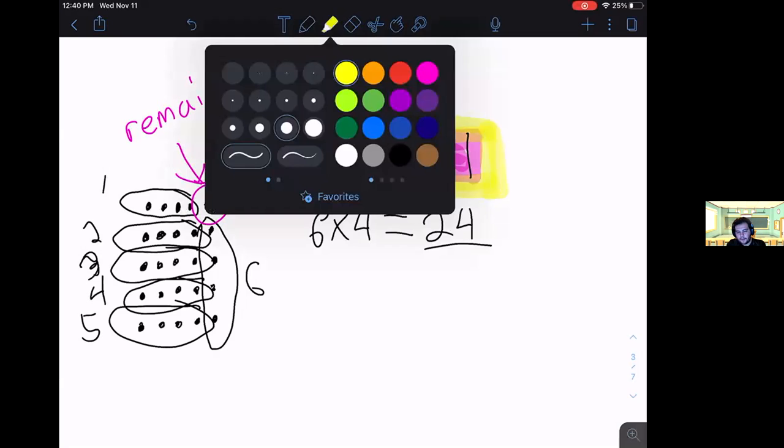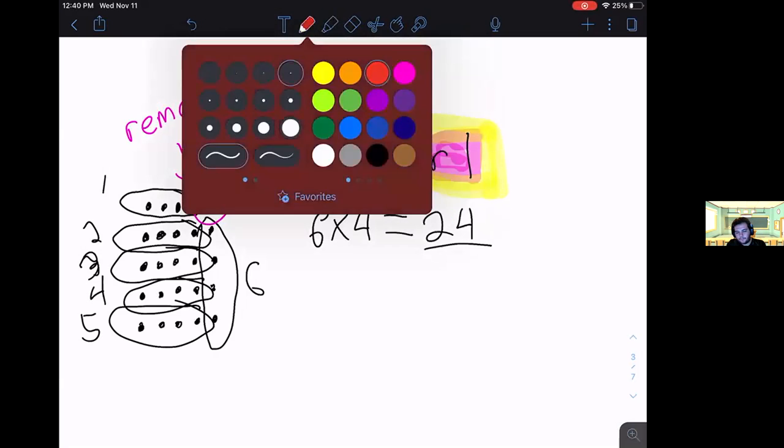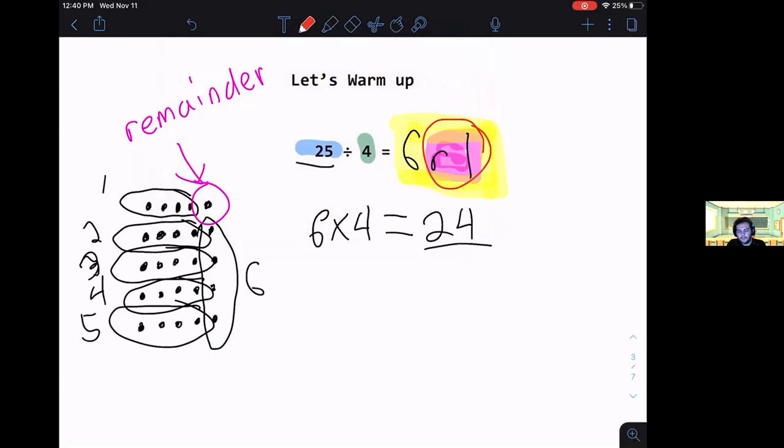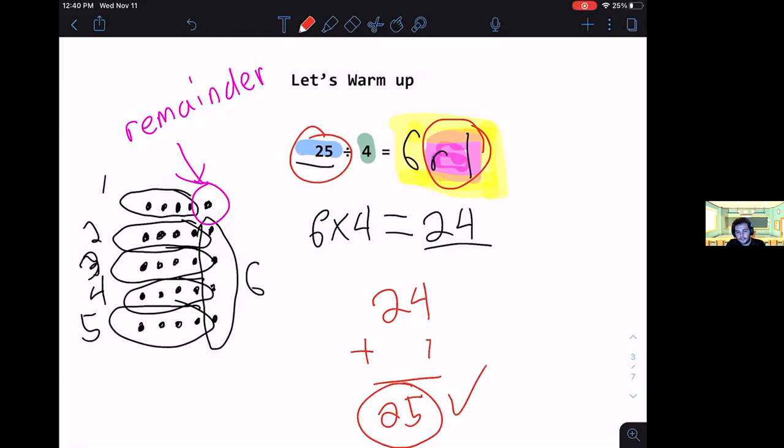Let me circle that in another color. So we have the remainder over here. We don't multiply the remainder because 6 never went in there. Therefore, it is not a multiple, or it's not something 6 can multiply into. Instead, what we do is we just add the remainder because it's an extra. So 24 plus 1 gives us 25, and it matches up. So it's very important to add the remainder. Without the remainder, you're going to get stuck, you're going to make a mistake, and it's going to give everyone involved a headache.